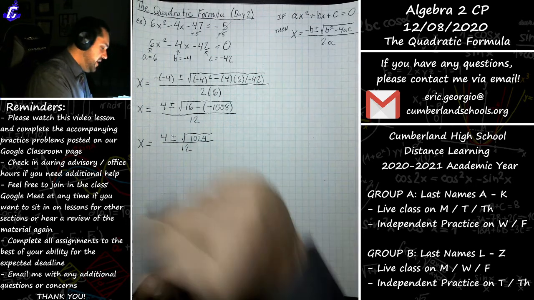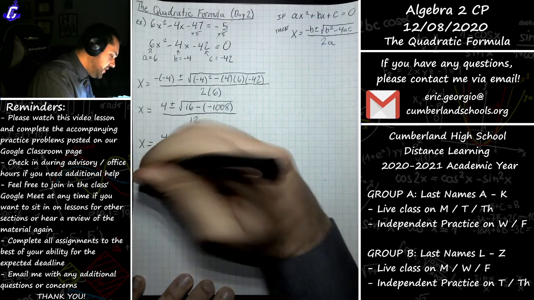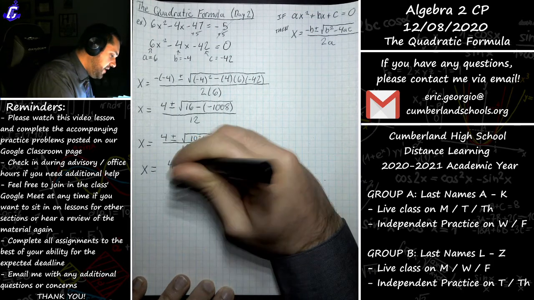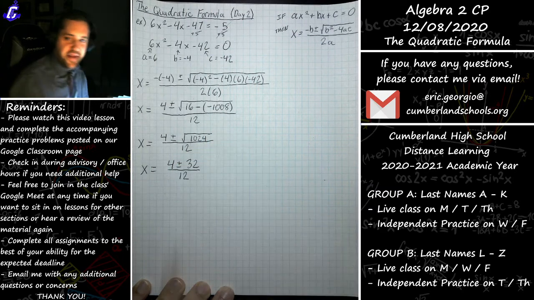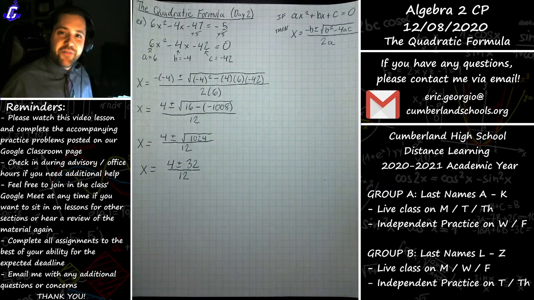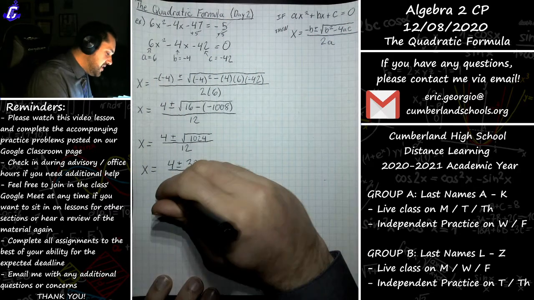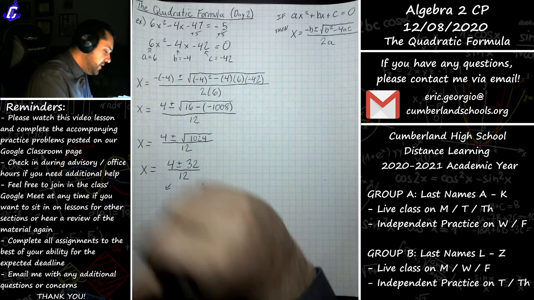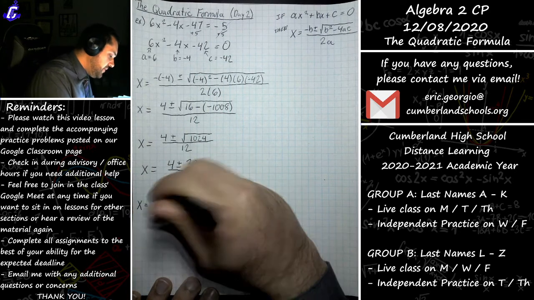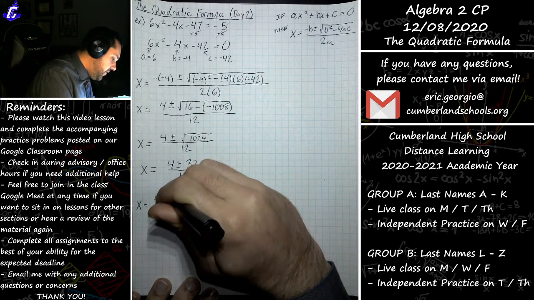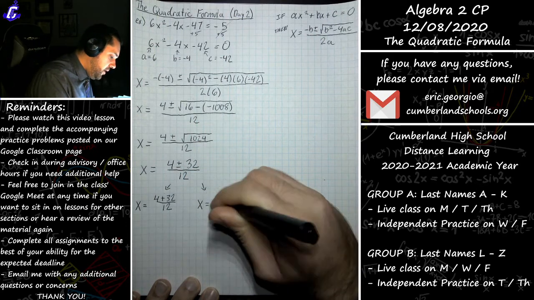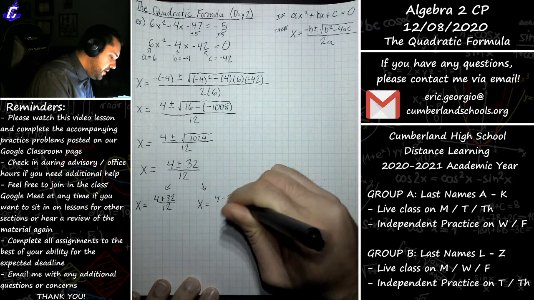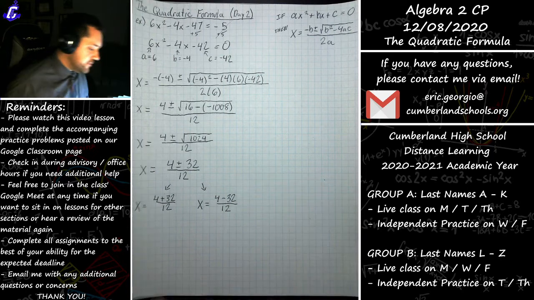So I'd be able to say that x is equal to 4 plus or minus 32 all over 12. It's the simple things in life sometimes that make you happy. Getting a perfect square in the quadratic formula, that's one of them. We can now, just like completing the square, split this apart to say, well, x should equal 4 plus 32 all divided by 12, or x could equal 4 minus 32 all divided by 12.